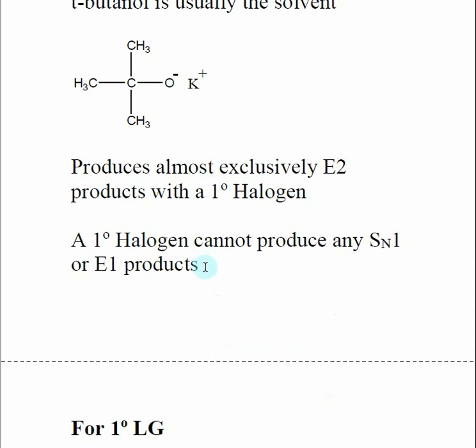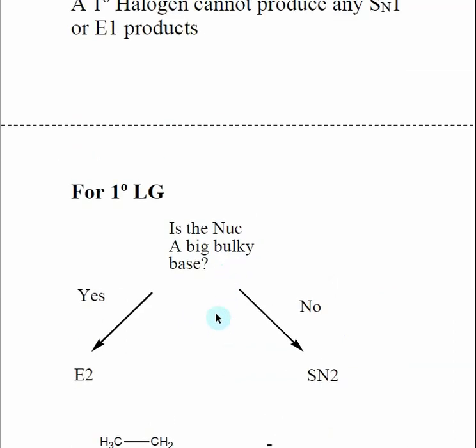Also, notice that primary halogens would form primary carbocations, so we don't get any SN1 and E1 products. It's not possible. So this is the idea. Once I figure out I have a primary halogen, the only question I have is, am I using my big bulky base? Am I using t-butoxide? If the answer is yes, I get an E2 reaction. If the answer is no, I get an SN2 reaction. Notice it doesn't matter what kind of nucleophile I have. It's going to be SN2.